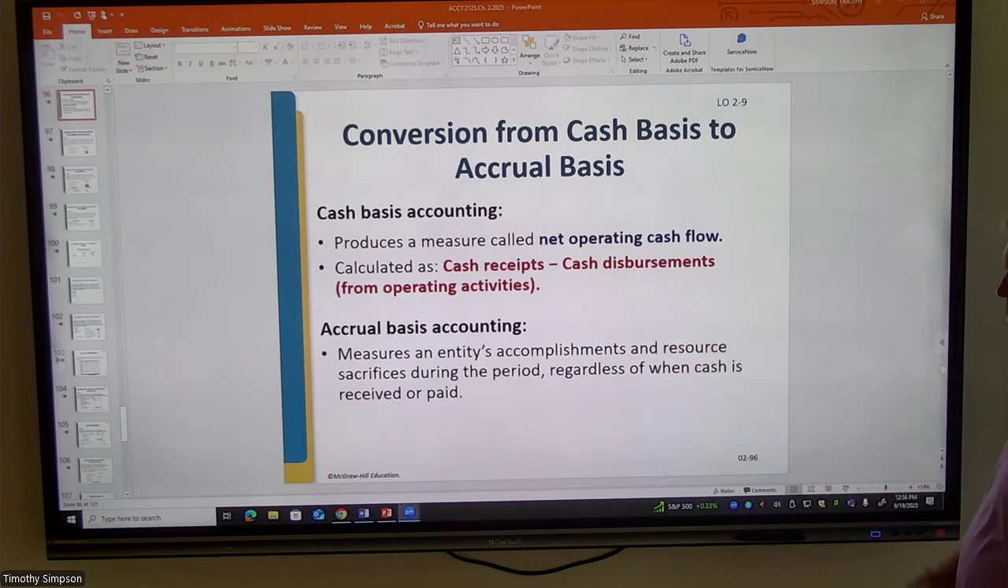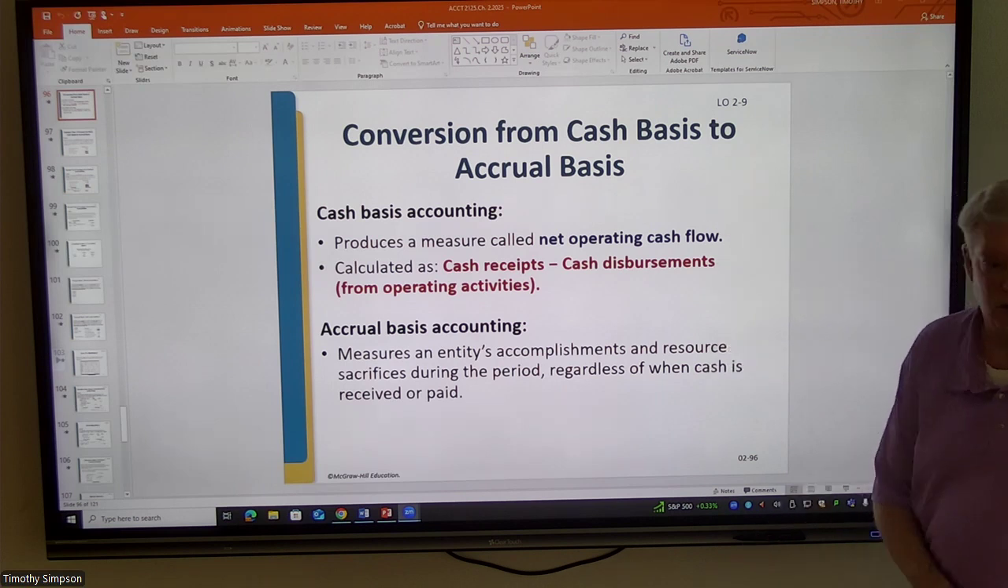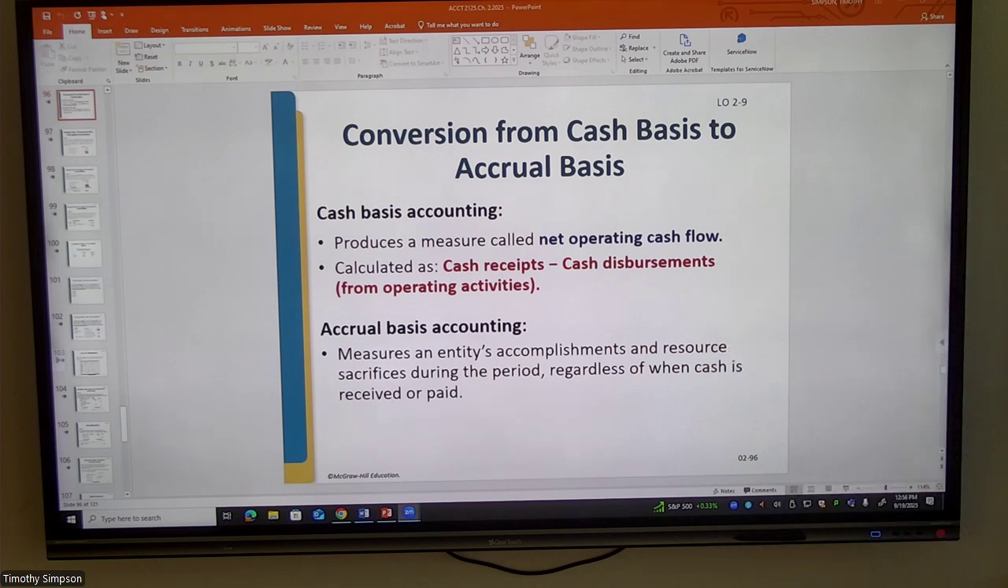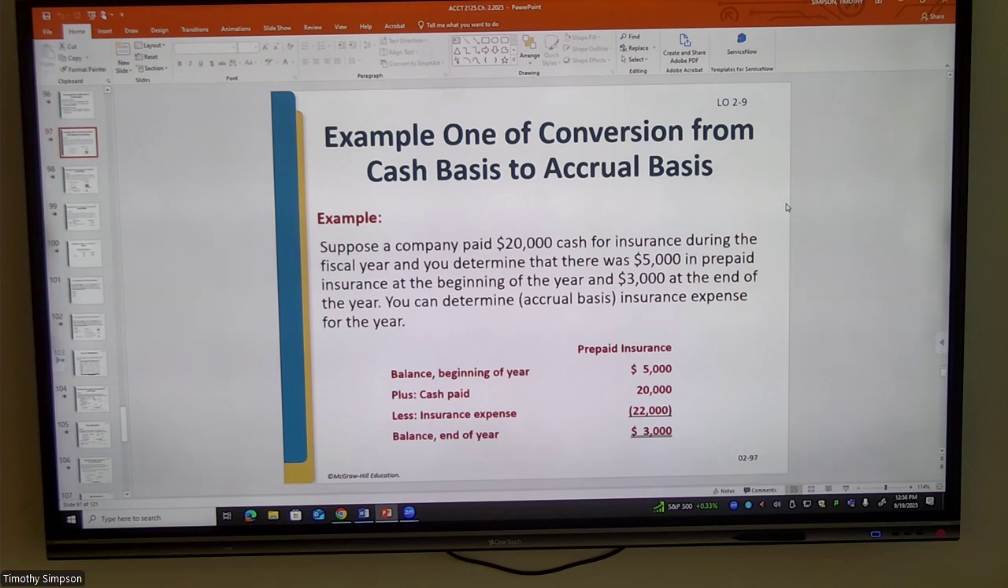So cash basis accounting is much simpler to do, and a lot of companies use it. But at some point, it may make sense to convert from a cash basis to an accrual basis system. Let's talk a bit about some examples of making this move. There are a few examples we're going to have here, and the first deals with prepaid insurance. If we were on a cash basis system, we would simply record insurance expense when we pay it.